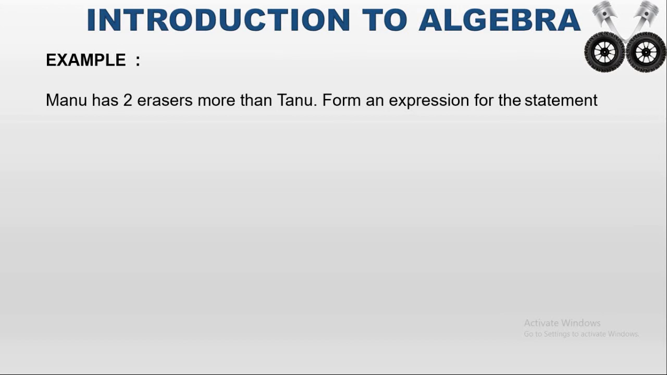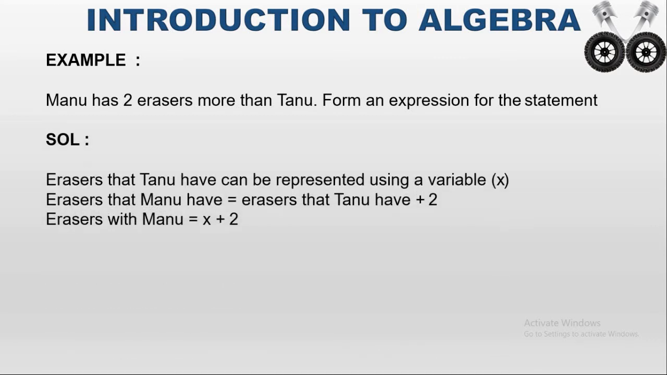Then the number of erasers Manu has is equal to... what is the condition given here? Manu has 2 erasers more than Tanu. So that is the number of erasers Tanu has plus 2. We can write it as x plus 2. If the number of erasers Tanu has is 1, how many erasers will Manu have? 3. If the number of erasers Tanu has is 2, the number of erasers with Manu is 4. So that is the expression. Here the variable used is x. Depending upon the situation, the value of x is changed.